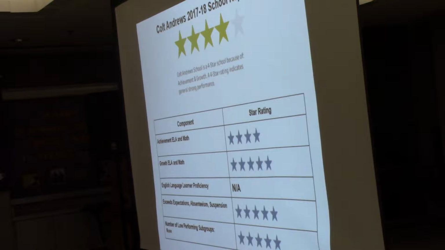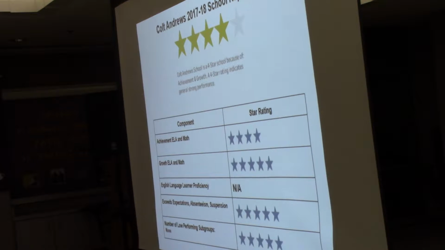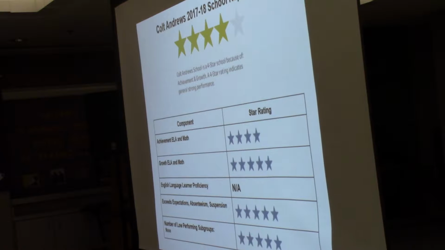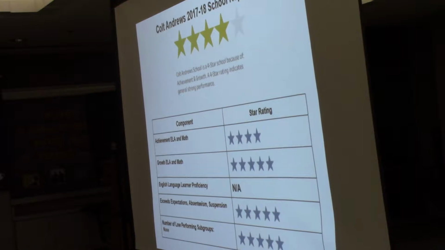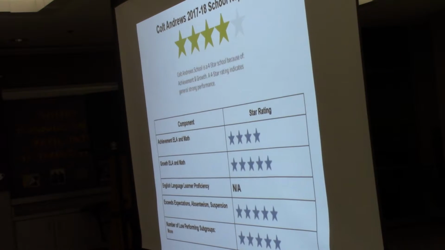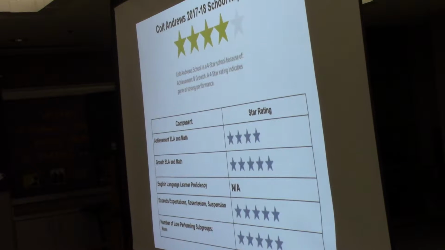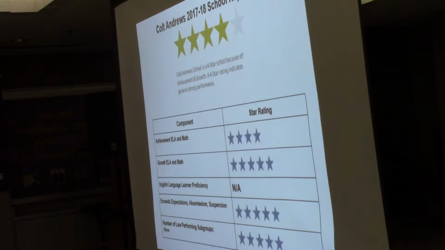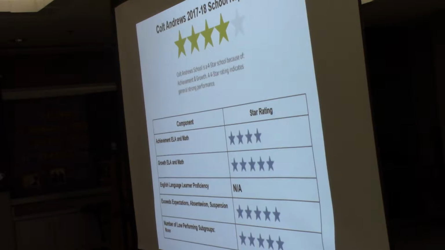Next, we'll start to look at the school report cards that just came out, and this information is all on the Rhode Island Department of Education website. Colt Andrews received 5 stars in all areas except one. They were slightly below the achievement requirements in ELA and math.